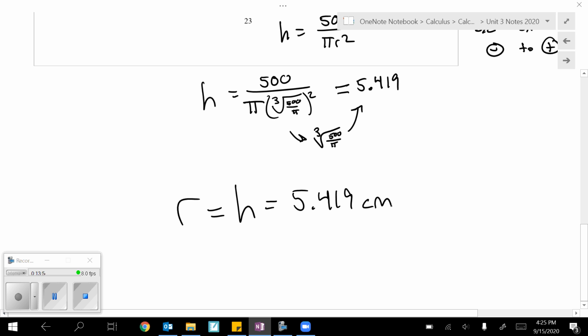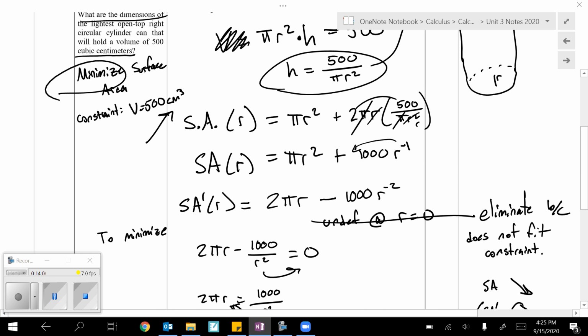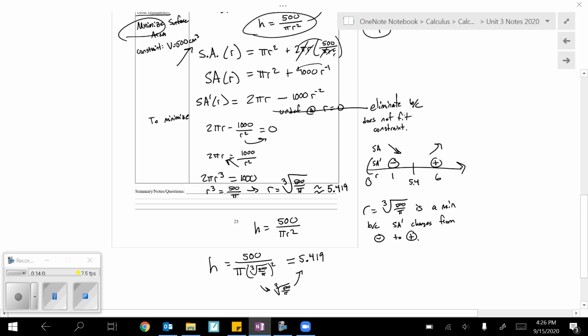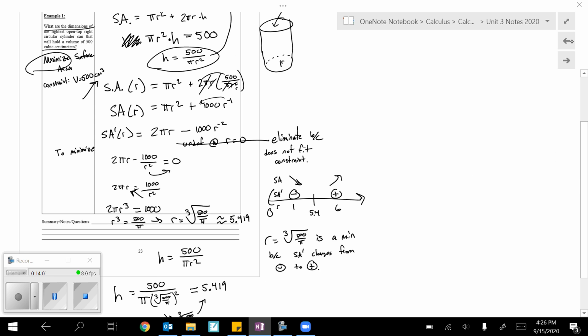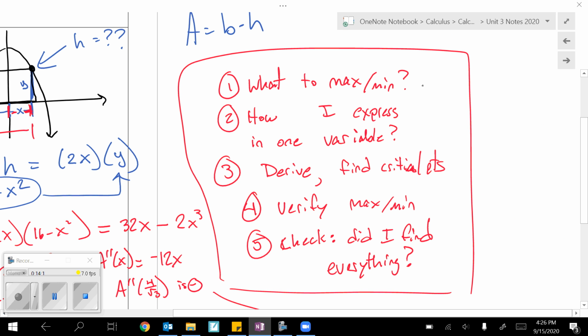How do I know it's centimeters? Because we were given volume in centimeters cubed, so I measure everything in centimeters. Okay, I know it was a little bit more, but at its heart, same idea, right? Let's look at our steps from yesterday. We identified what we needed to maximize or minimize. We figured out how to express that in one variable using the constraint. We derived, we investigated the critical points. We threw out one of them. We verified the other one was the minimum we wanted. We made sure that we found everything we needed to, so the dimensions.